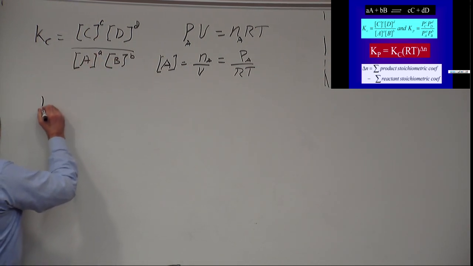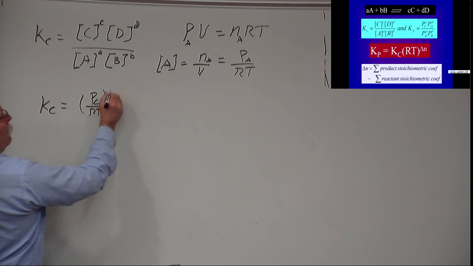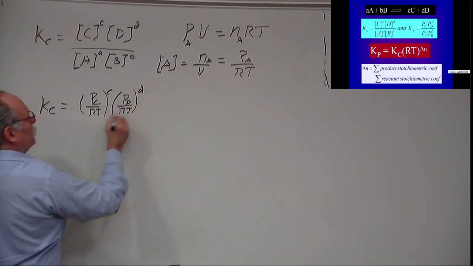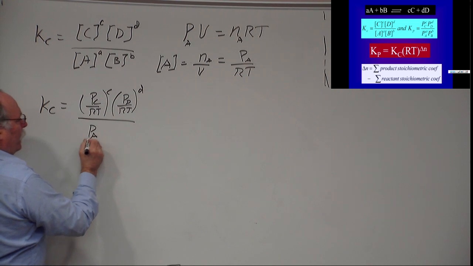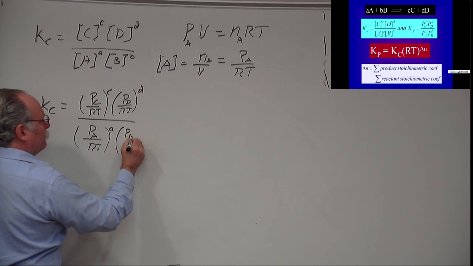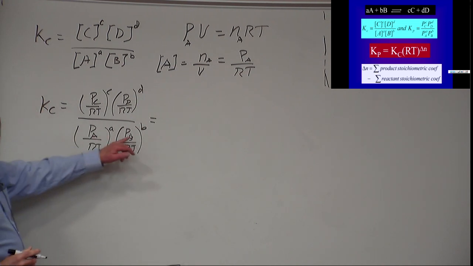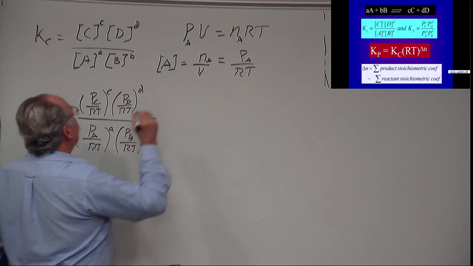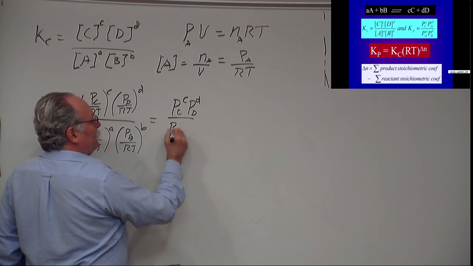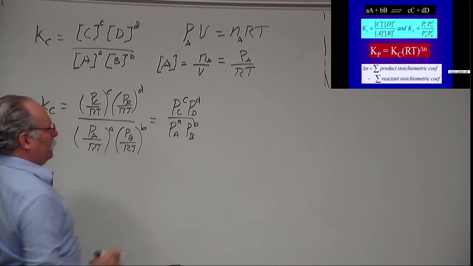So now we have Kc is equal to the partial pressure of C over RT to the power of c, times the partial pressure of D over RT to the power of d, all divided by the partial pressure of A over RT to the power of a, times the partial pressure of B over RT to the power of b. Now we want to factor out the partial pressure terms because we want to get a Kp. So we have P sub C to the c, P sub D to the d, over P sub A to the a, over P sub B to the b, and this is Kp, okay?